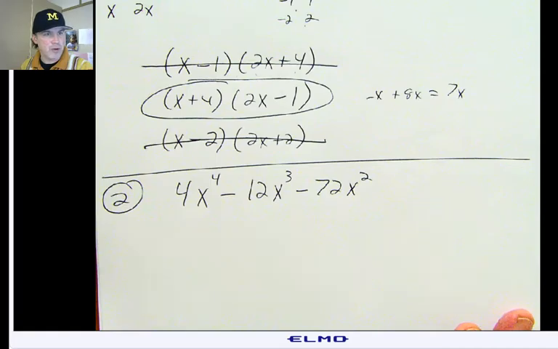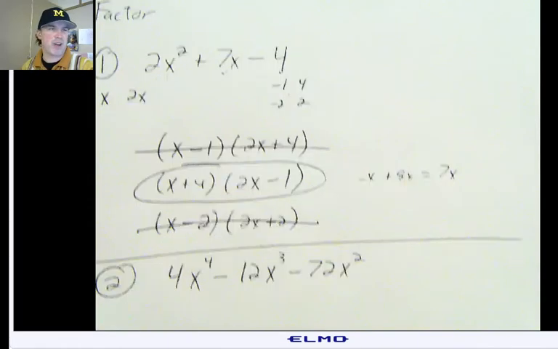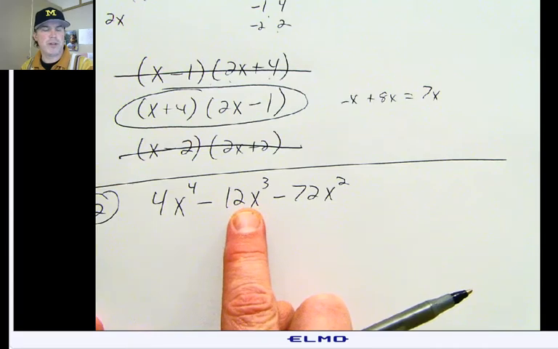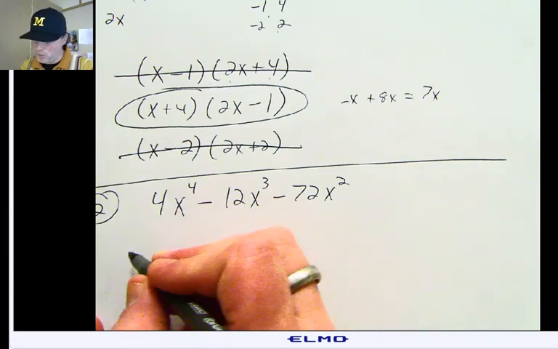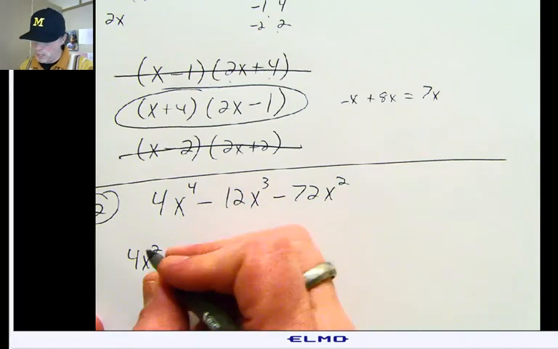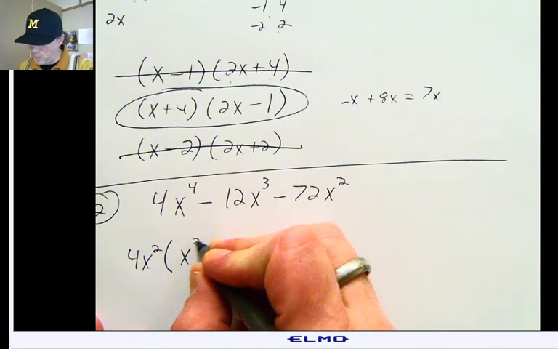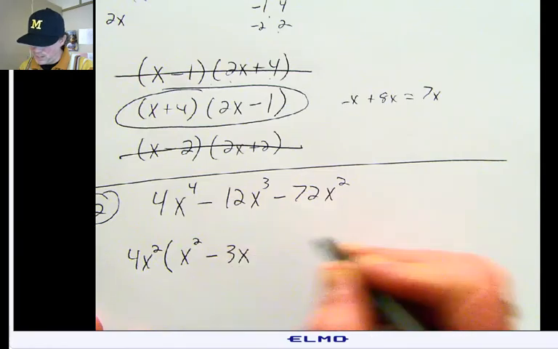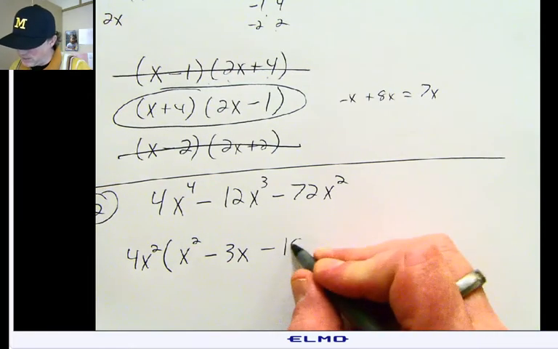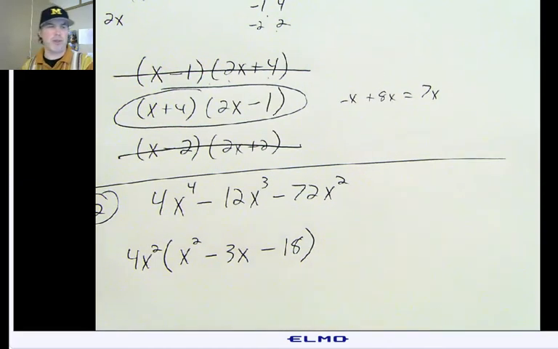Okay, common factors. You always want to see if they have common factors. Like when I look up here, these three things do not have common factors, so I went straight into factoring. But 4, 12, and 72 are all divisible by 4, and each of these has at least an x squared in common. So 4x squared times what is 4x to the 4th? x squared, minus 3x minus 72 divided by 4, 18. I'm factoring out both x's, so this is what I'm left with.